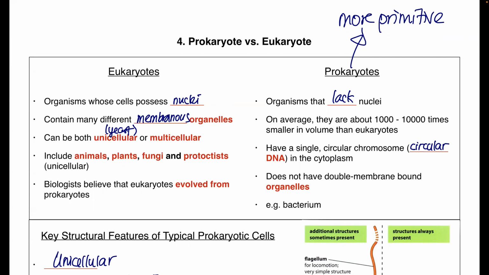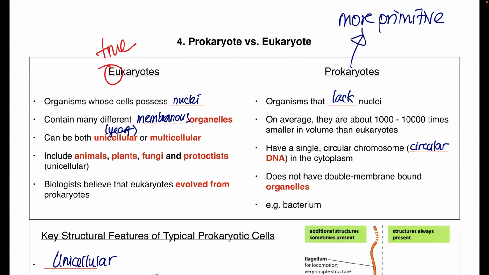By the way, eu means true. So basically true nucleus: organisms whose cells possess nuclei are the eukaryotes. Prokaryotes lack nuclei. Eukaryotes contain many membranous organelles. As we have learned, your Golgi, mitochondria, chloroplasts, lysosomes, all of these are membranous structures.